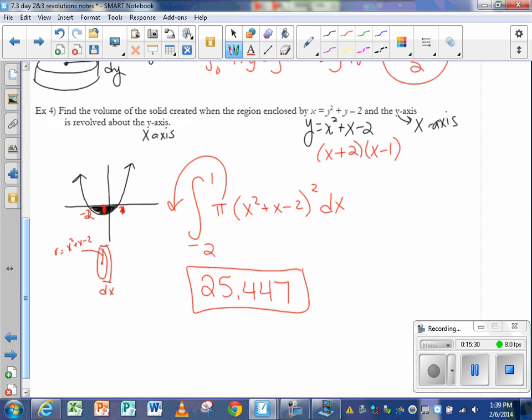25.447 if I round. So that is integration with respect to disks when there are no holes in anything. The next part of the notes that you will see is going to be holes.